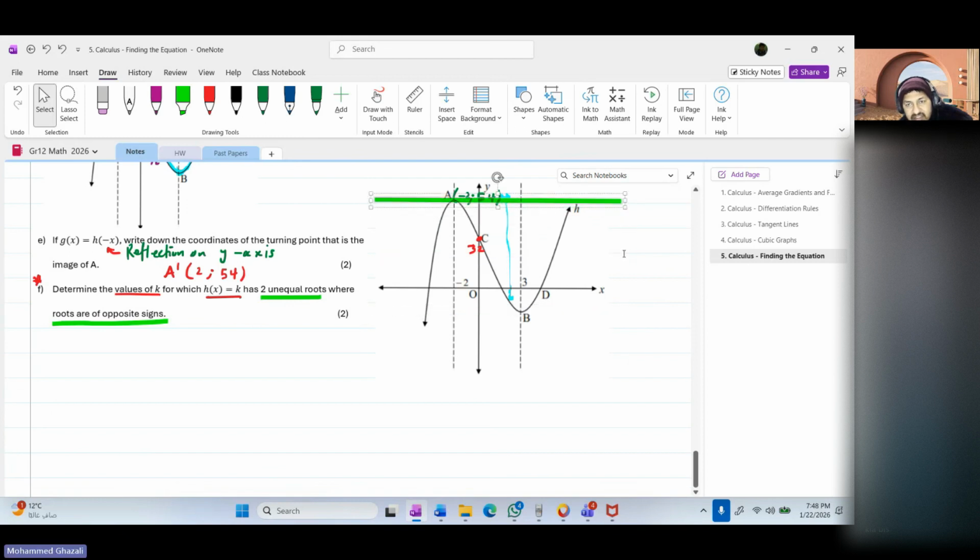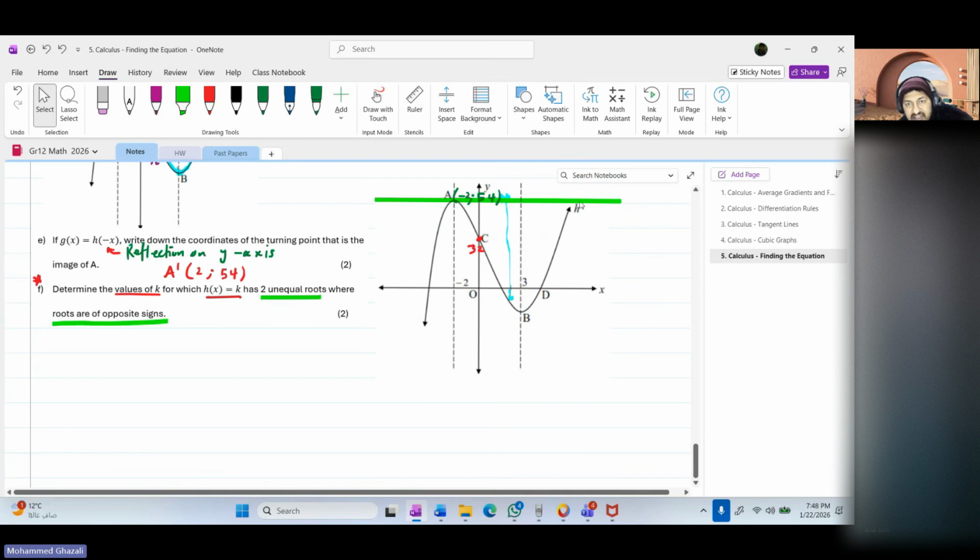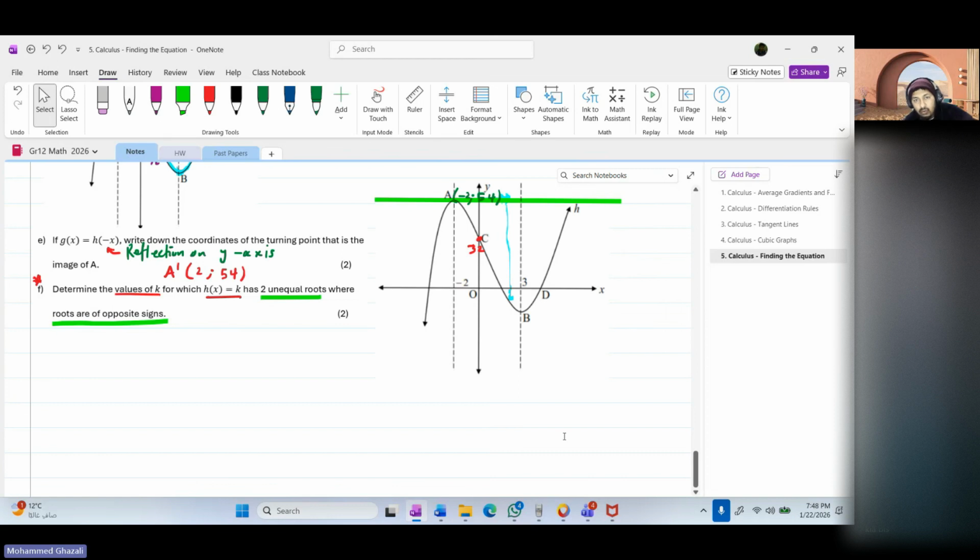We're not putting inequalities now. Are the roots of opposite signs if I cut at the turning point? Yes, there's one root here, which is at -2, and there's another root over here, okay? So we are going to cut at the k value of 54. So the value of k will be 54.